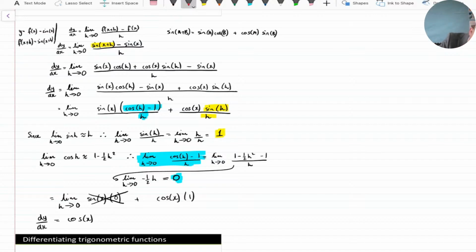You're using the addition formula for sine of a plus b, using over here. That's important. And then the other part is just the small angle approximation. If you know those two, you can kind of get through this proof relatively easily.